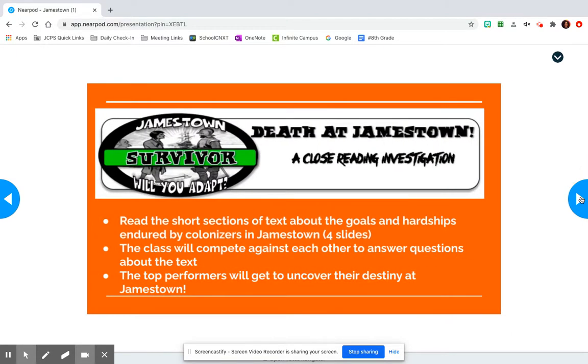So what do you think life at Jamestown might have been like based on this chart? Now we're going to read short sections of the text about the goals and hardships of Jamestown. I'm going to read these aloud to you.